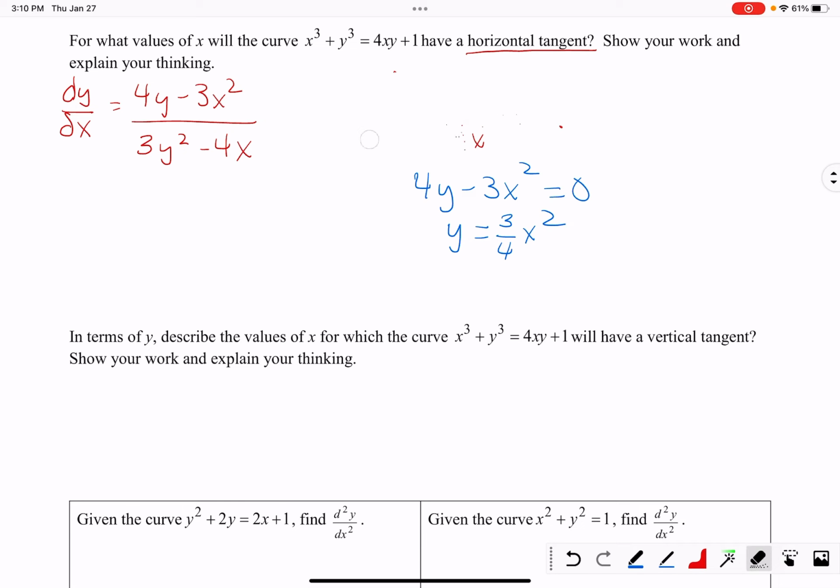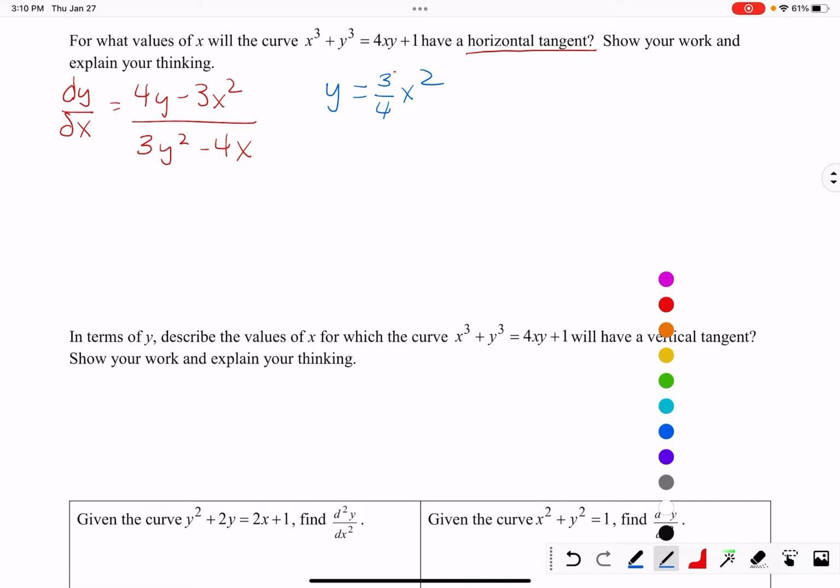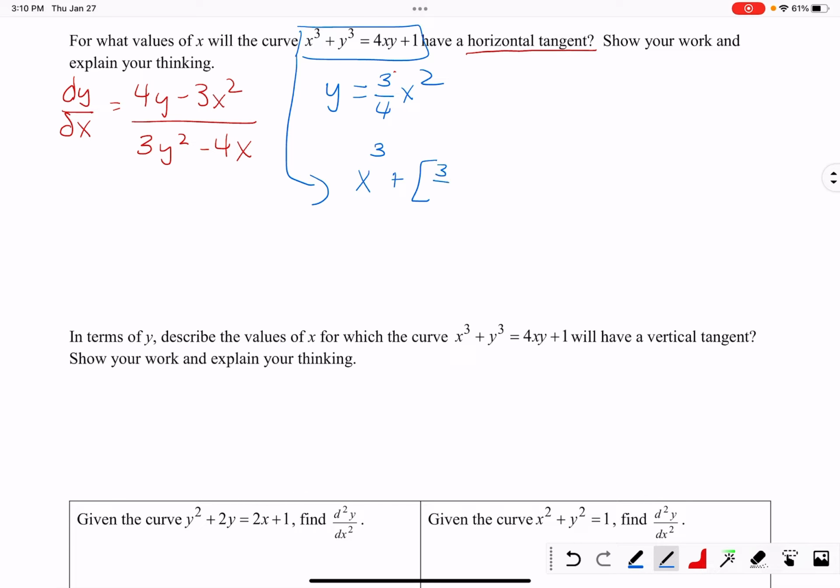So we're okay with this. We have this solved out. Again, we're trying to find the x's, but we're running into some problems because we have multiple variables. So let me just start to replace this here. All right, I'm just plugging it in. So we have x cubed, that's going to stay, plus 3/4 x squared, quantity cubed, equals 4x times 3/4 x squared, and then we'll tack on the +1.